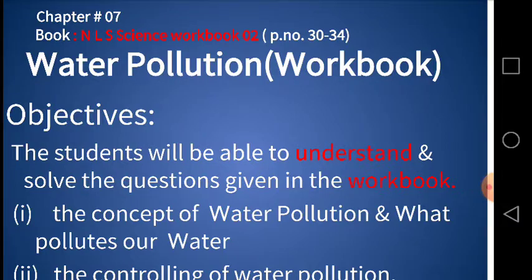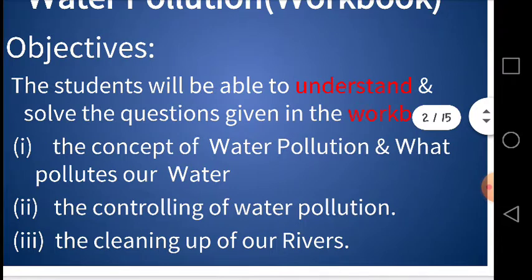So we will focus on these three following points. First of all, we will understand the concept of water pollution and what pollutes our water. Secondly, we will inshallah focus on the controlling of water pollution, and thirdly the cleaning up of our rivers. How can we clean up our rivers from these pollutions?